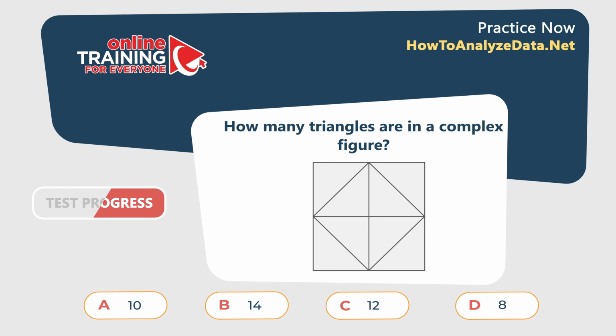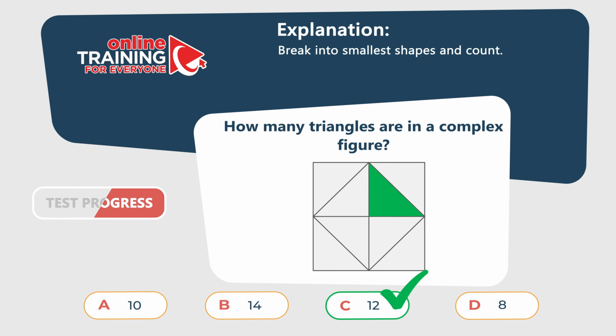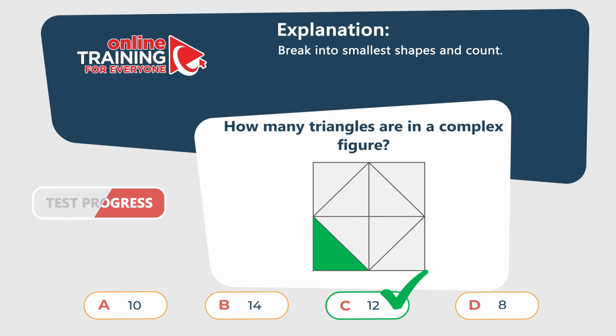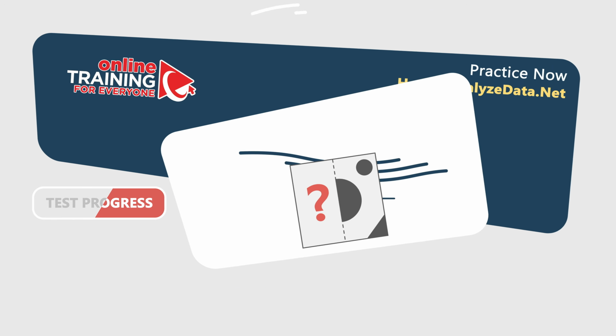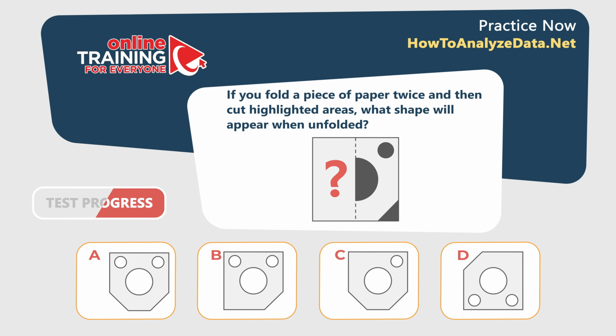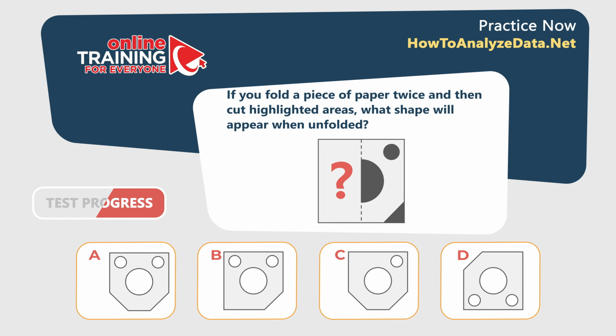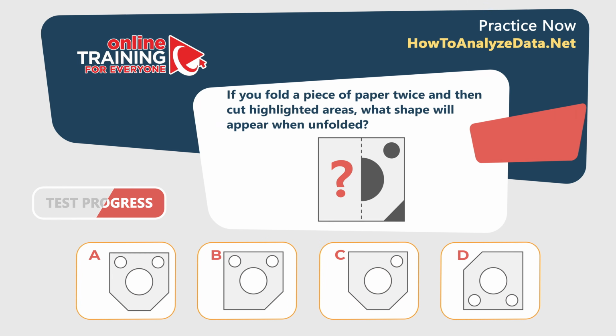The correct answer here is choice C, 12. Let me count them all for you. 1, 2, 3, 4, 5, 6, 7, 8, 9, 10, 11, and 12. If you fold a piece of paper twice and then cut highlighted areas, which shape will appear when you unfold the paper back? Your choices for the answers are A, B, C, and D.